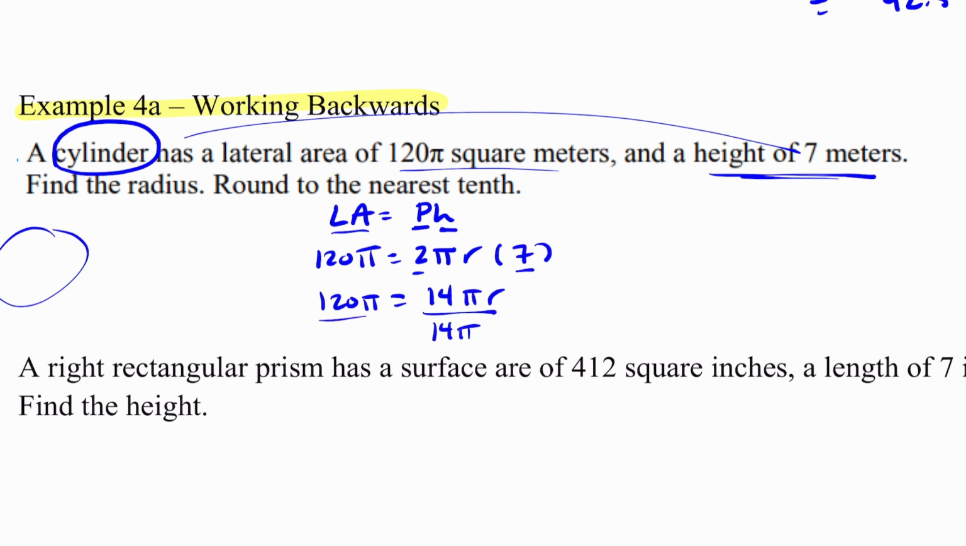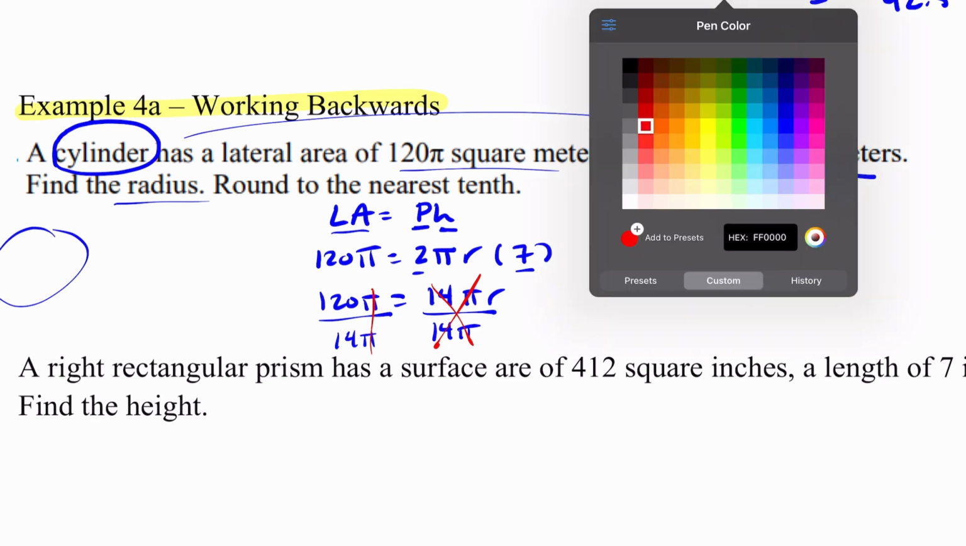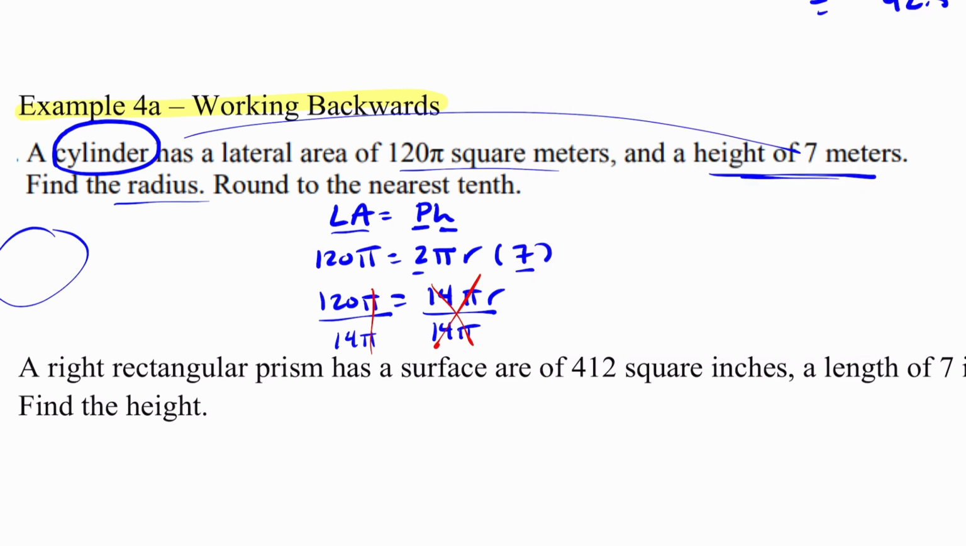Divide both sides by 14 pi, because what am I doing? I gotta find the radius here. So the 14 pi's will go away, and then the pi's will cancel out over here. So 120 divided by 14 is this. The radius is approximately 8.6 meters.